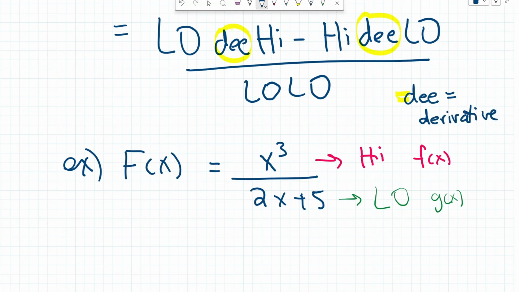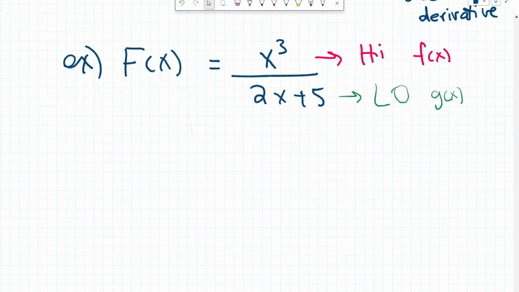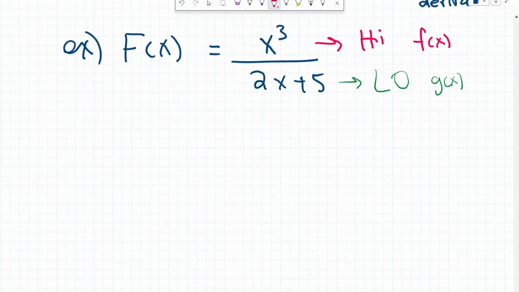So now it's pretty easy for you to remember when you're in that exam. Okay, I need to find the derivative. What can I do? Low d high minus high d low divided by low low. So let's put that into action over here. Let's find the derivative of both our f of x and g of x.